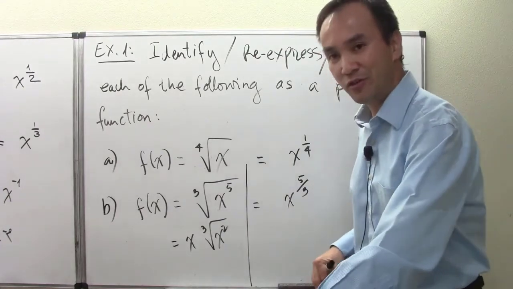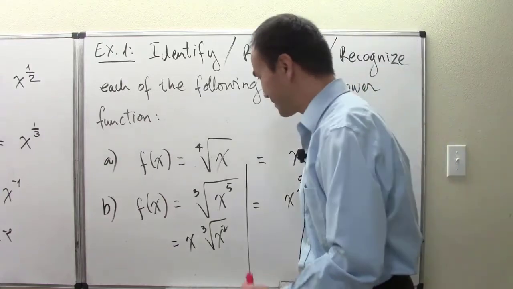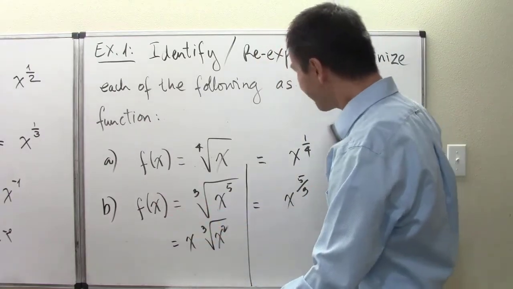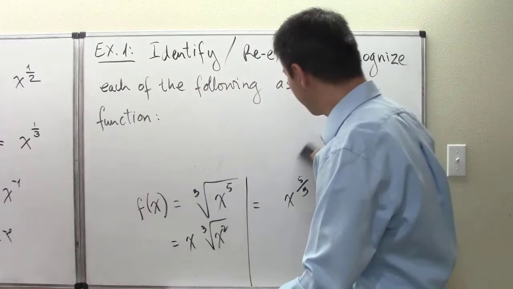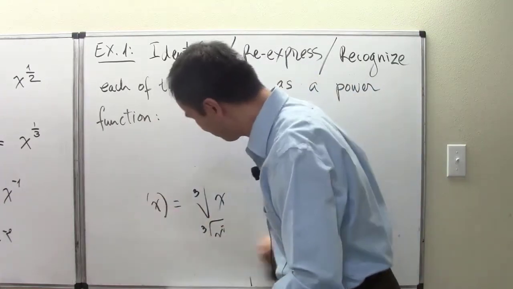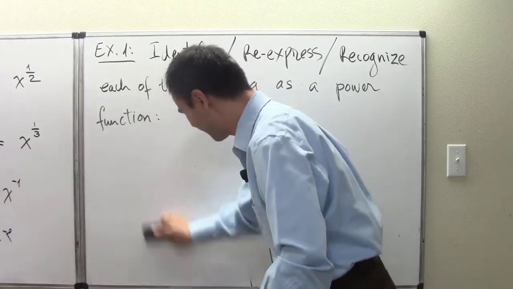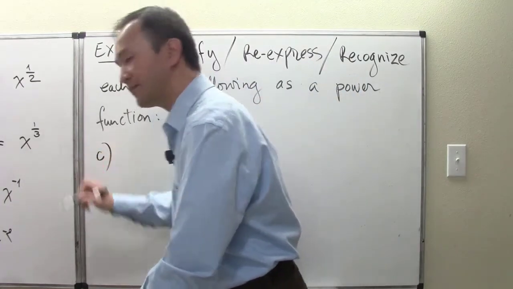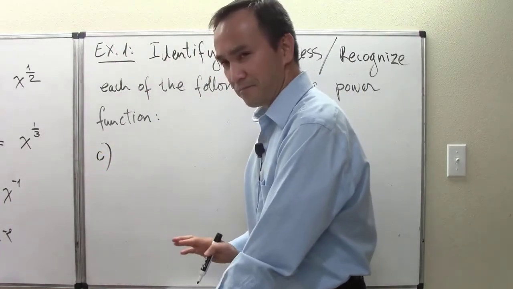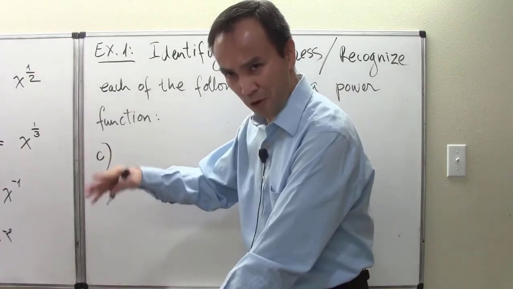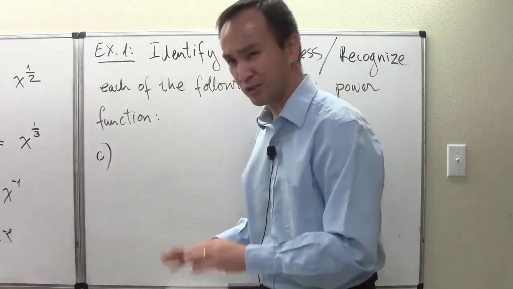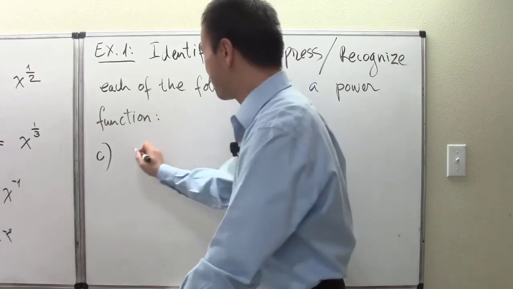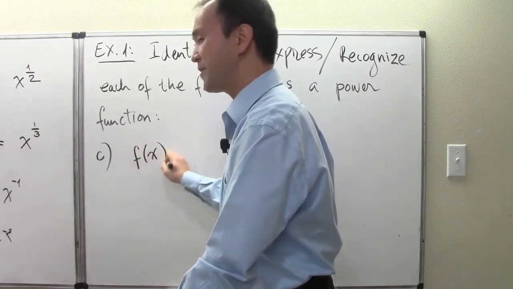Allow me to introduce the next problem. We're still in example 1, and now I need to clear out the board space here. All right, so let's look at part C of our example. You have seen those reciprocal things, and that should be simple enough, so there's no need to beat around the bush. Let's get straight into something like this.